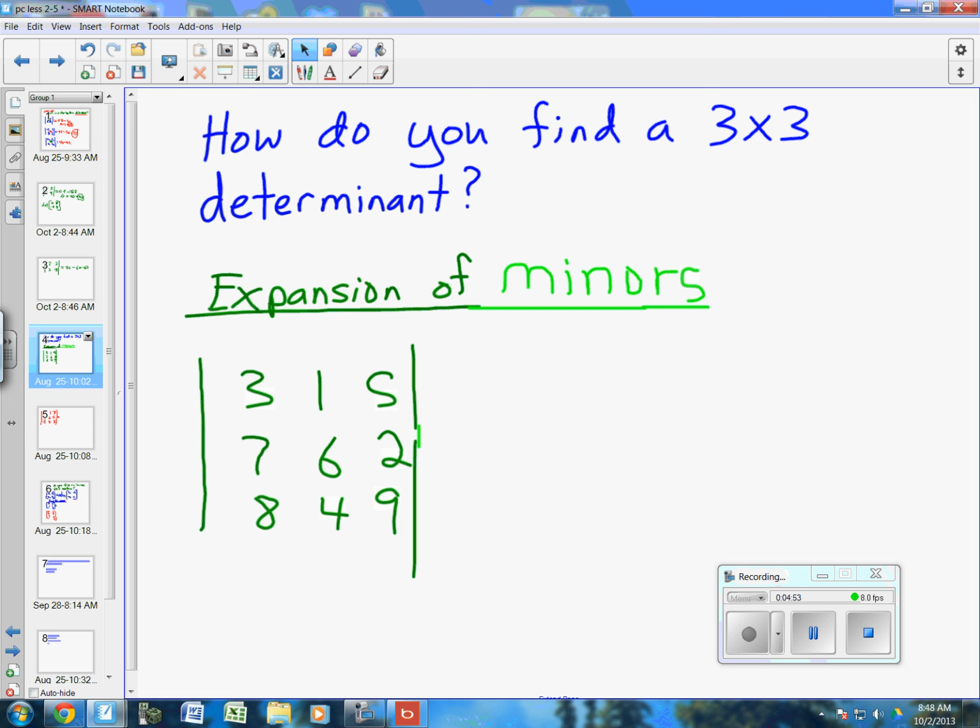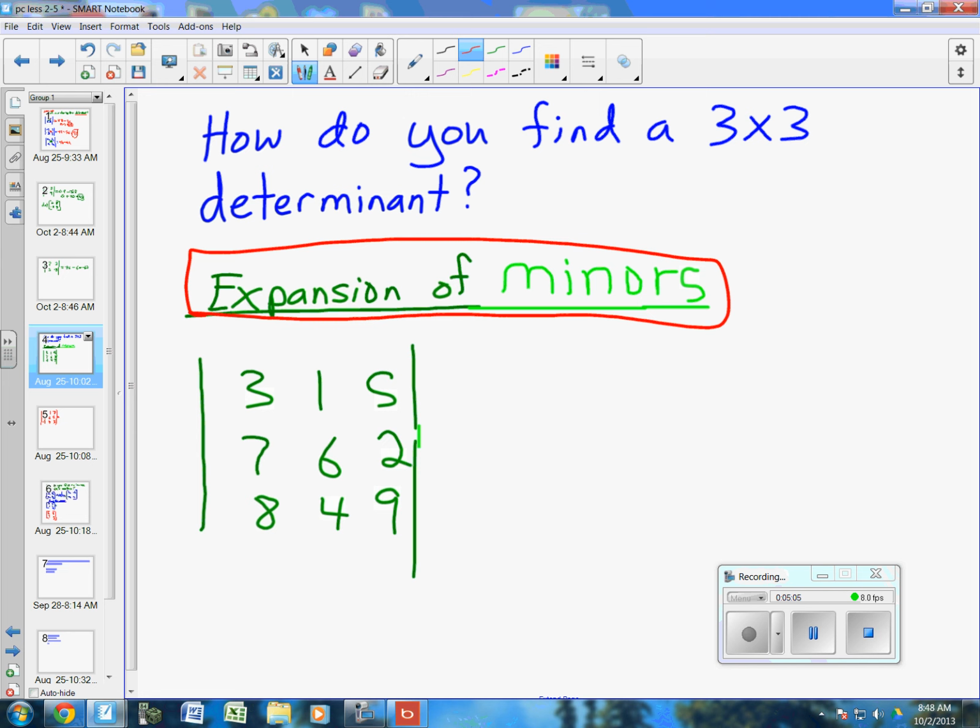Now, how do you find a determinant of a 3x3 matrix? We're going to use a method called expansion of minors. Okay? Everybody write this down. Expansion of minors for finding a 3 by 3 matrix. This is kind of a longer process.